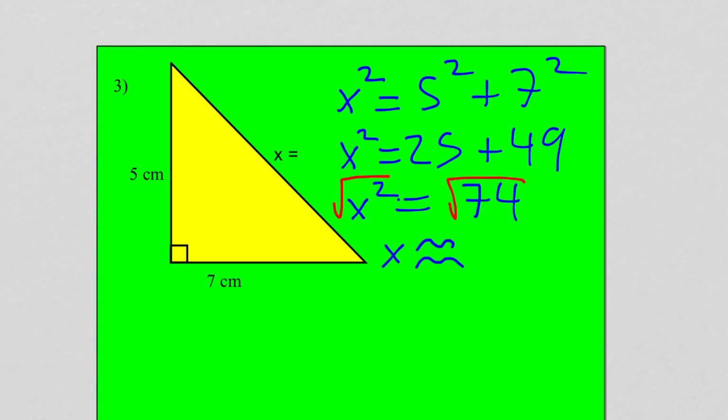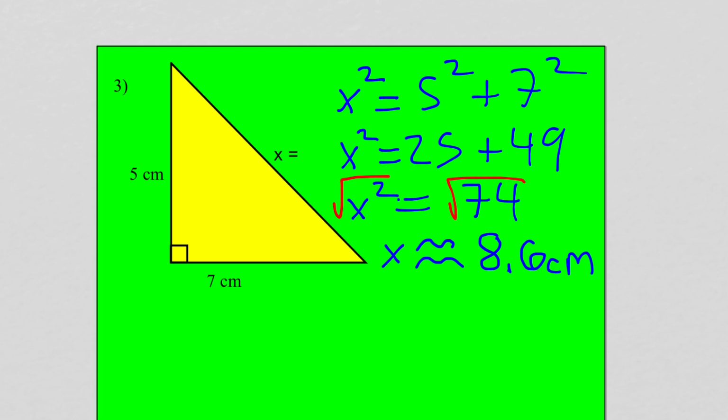I actually reversed my numbers there. I meant to say 8.6. So the square root of 74 is approximately 8 6/10, and that's centimeters. So the length of that hypotenuse is approximately 8 6/10 centimeters.